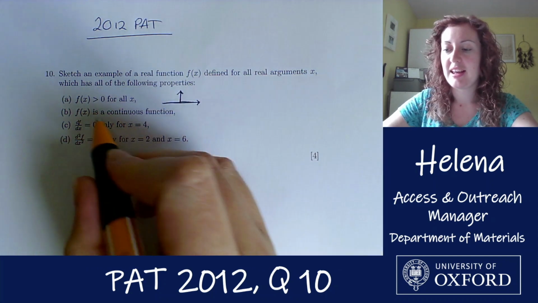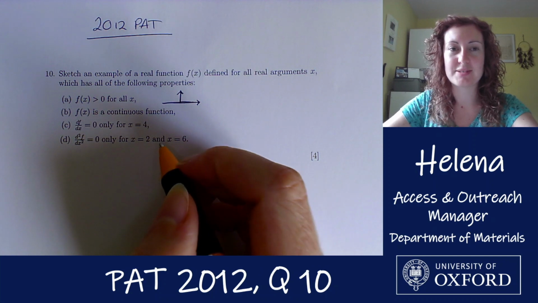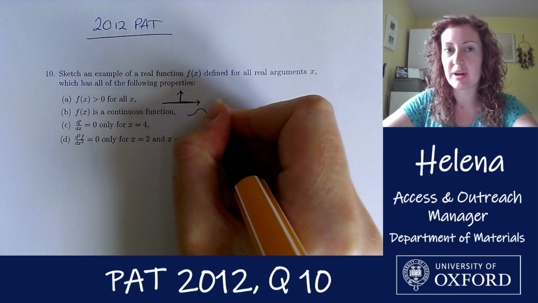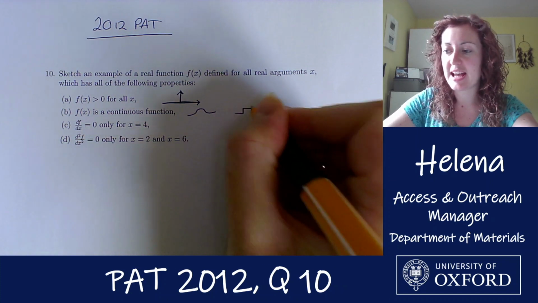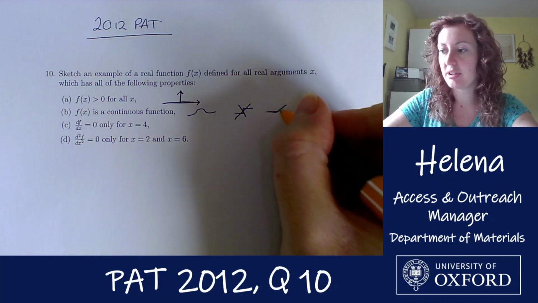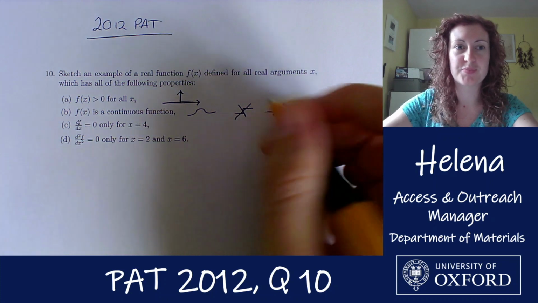Okay. Second one, f of x is a continuous function. Okay, so what does this mean? This means that we've got a smooth curve going on, that we haven't got any steps or sort of kinks in the graph. It's all a smooth curve. Okay, so that's something good to know.